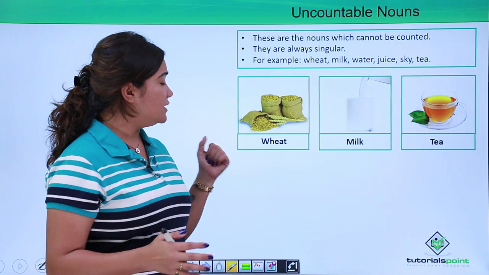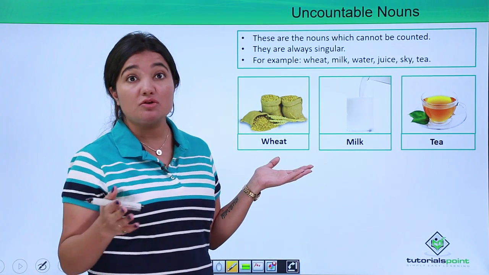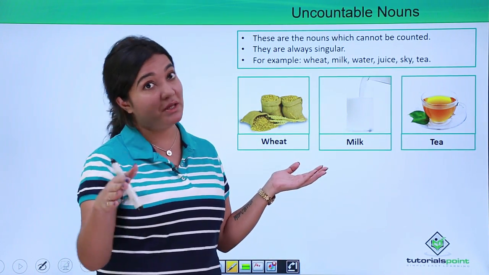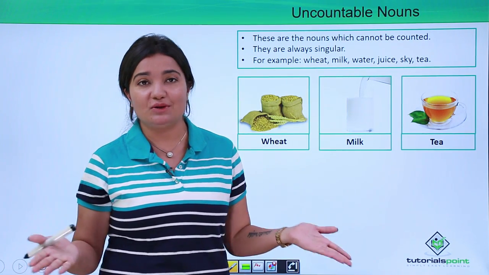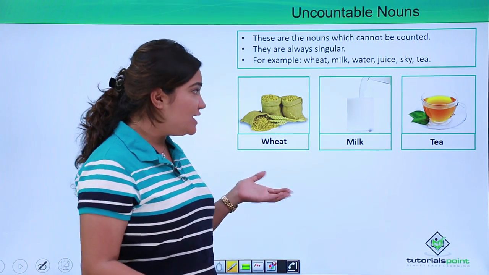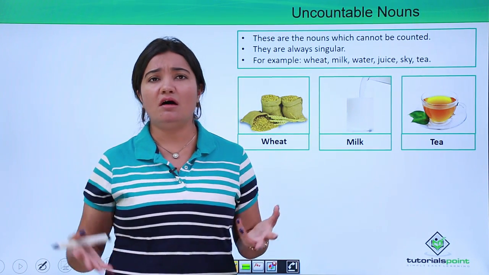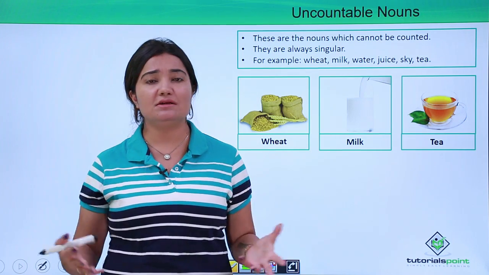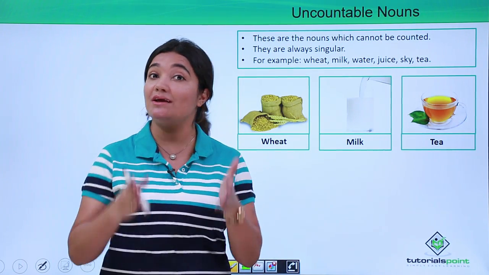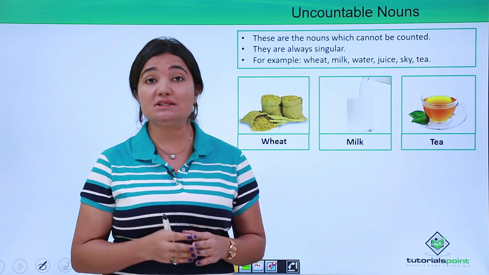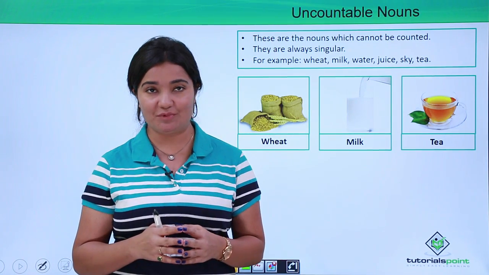Okay, so look at the examples. Wheat, you cannot call it wheats, right? Or you cannot call it milks. That's absurd. You can't do that. So which is why wheat, milk, tea, sugar, money, love, electricity, happiness, all of these are uncountable nouns. Why? Because you don't have a plural form with them, right?